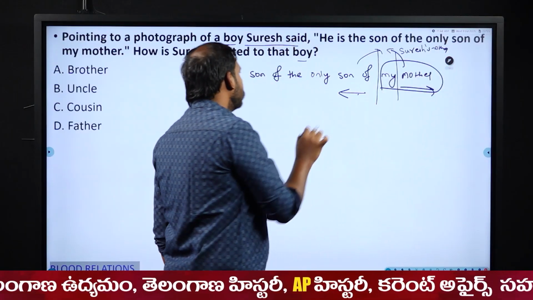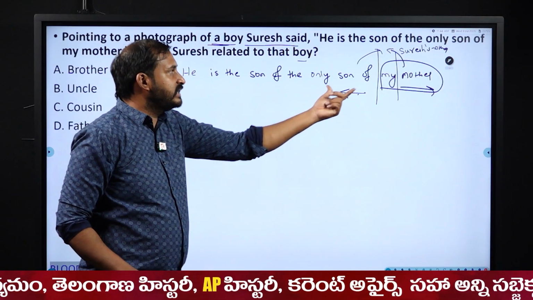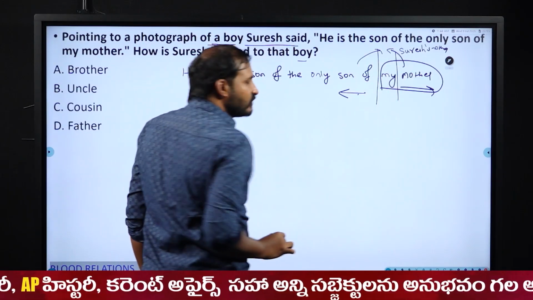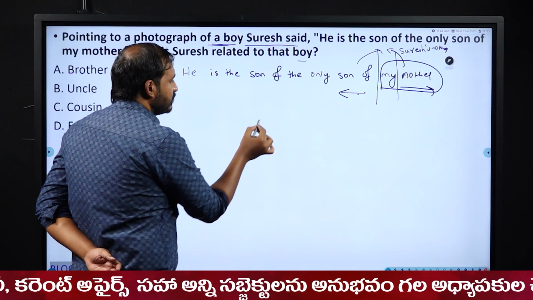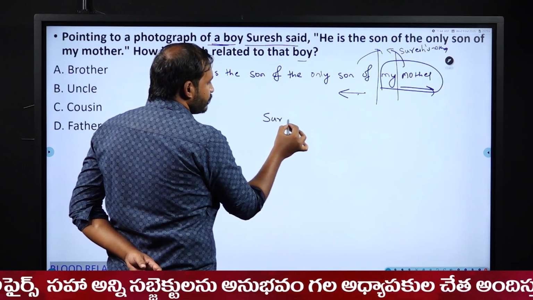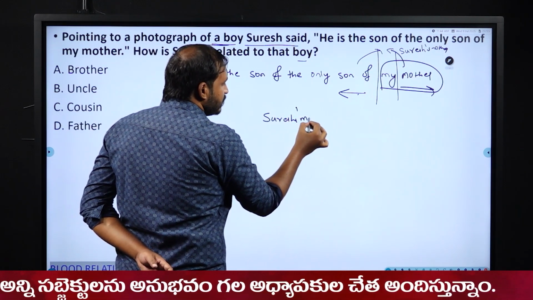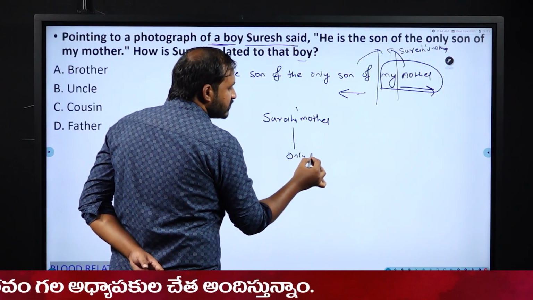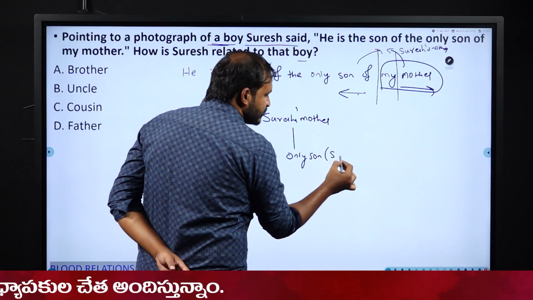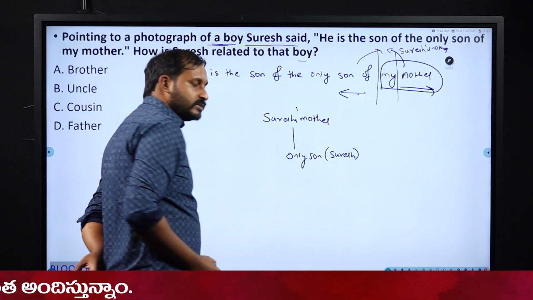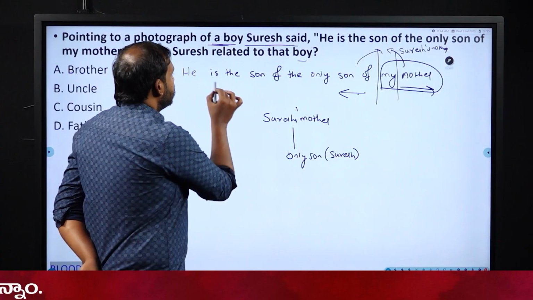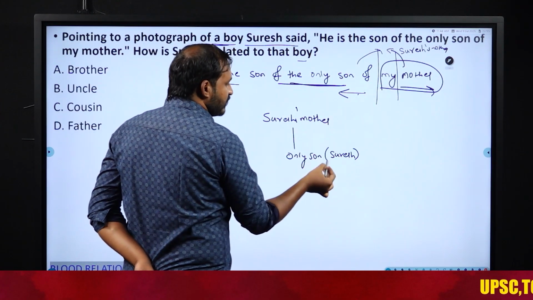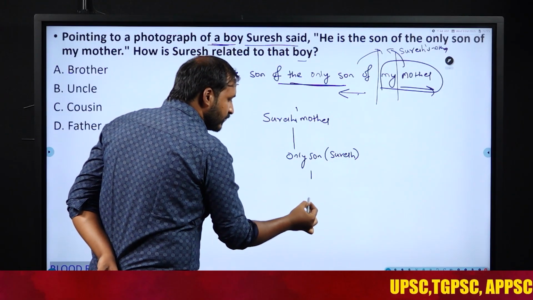Now from here, he is the only son of Suresh's mother. Only son of Suresh's mother. So Suresh's mother has only one son. So obviously who will it be? It will be Suresh, right? And he is the only son of. That means the only son of Suresh's mother is Suresh, and he is the son to him.